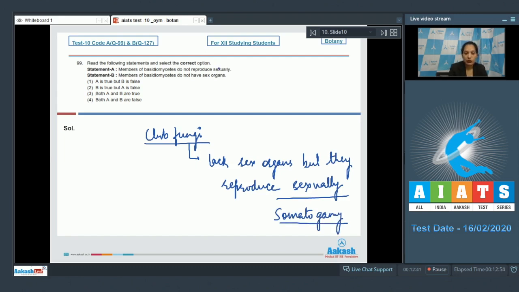So see statement B. Club fungi do not have sex organs. It is true. Statement A. Club fungi do not reproduce sexually. It is wrong because they reproduce sexually. The members of deuteromycetes, or the fungi imperfecti, do not reproduce sexually, but club fungi reproduce sexually. So B is true and A is false. So the correct option for the given question is option number 2. Let's move to the next question.